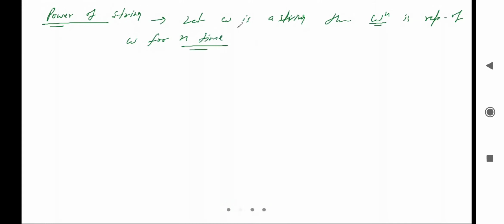If w is a string and we say w power n, then w power n means that we repeat the string w n times. Let's see the example. If w equals abc, then w power 0 is nothing but null, lambda. Next, w power 1 means abc itself.